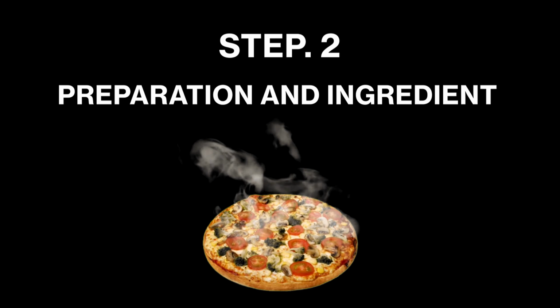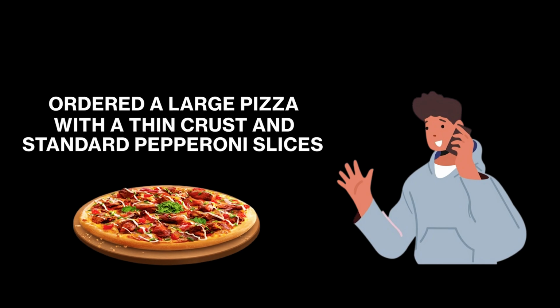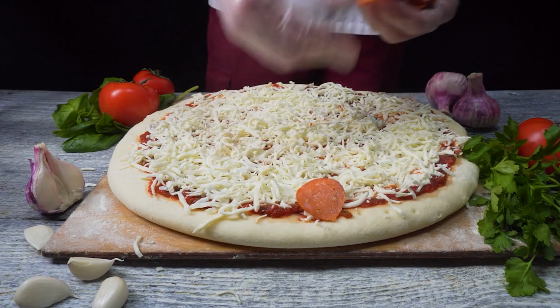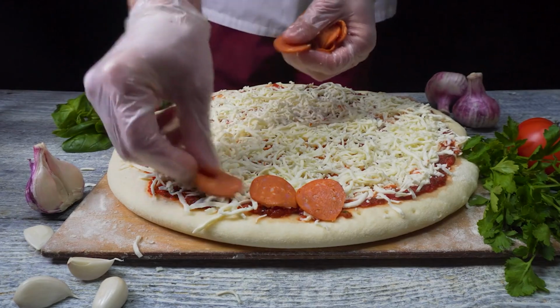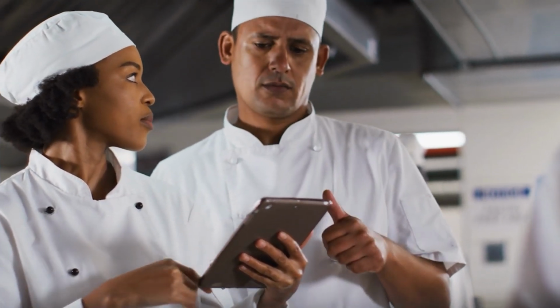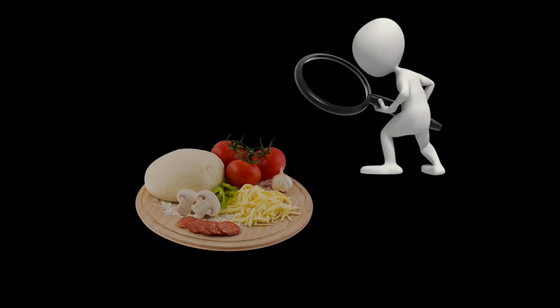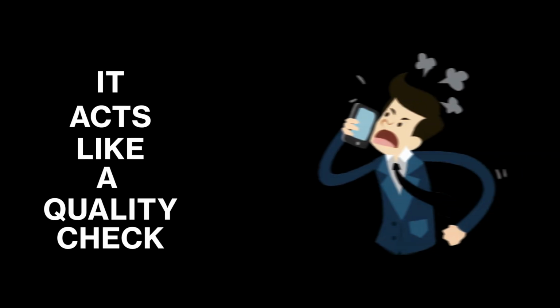Step 2. Preparation and ingredient checking. Suppose that the customer ordered a large pizza with a thin crust and standard pepperoni slices. We are going to set aside the standard ingredients required for a large pizza. We could make this step even more seamless by using a list to confirm that we've taken out the correct amount of the ingredients. Plus, if we check if the ingredients haven't expired, it acts like a quality check and saves us from an angry customer.